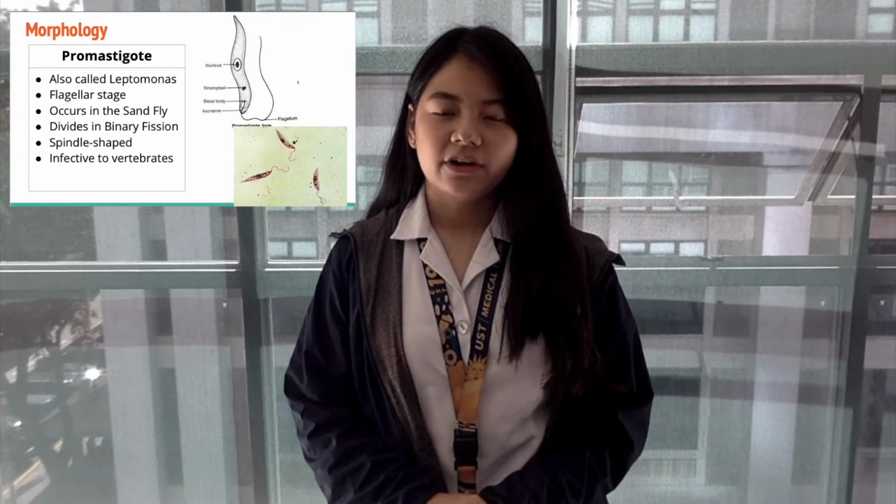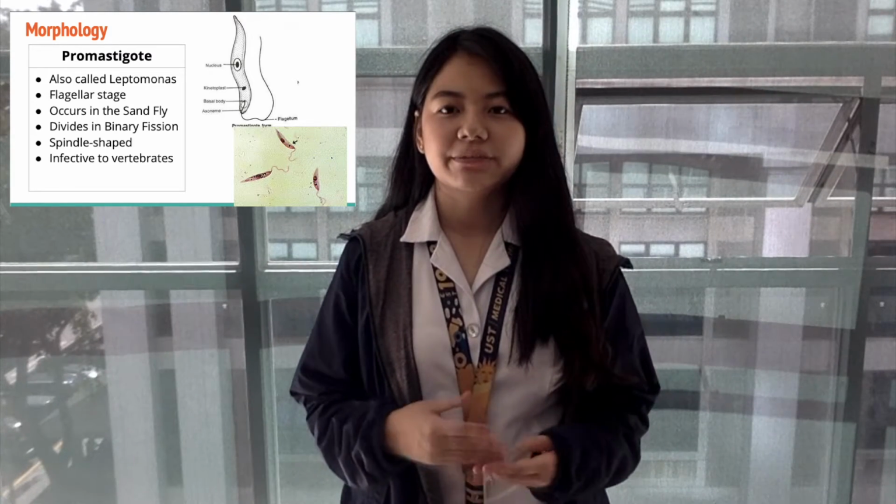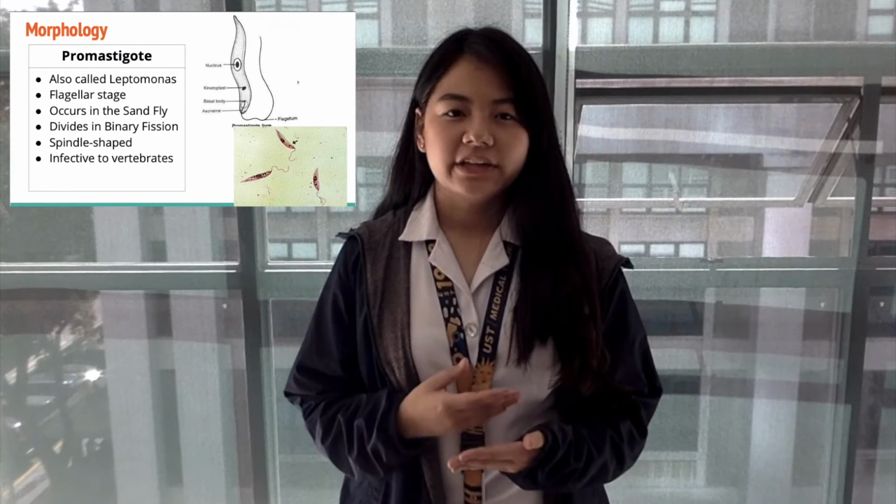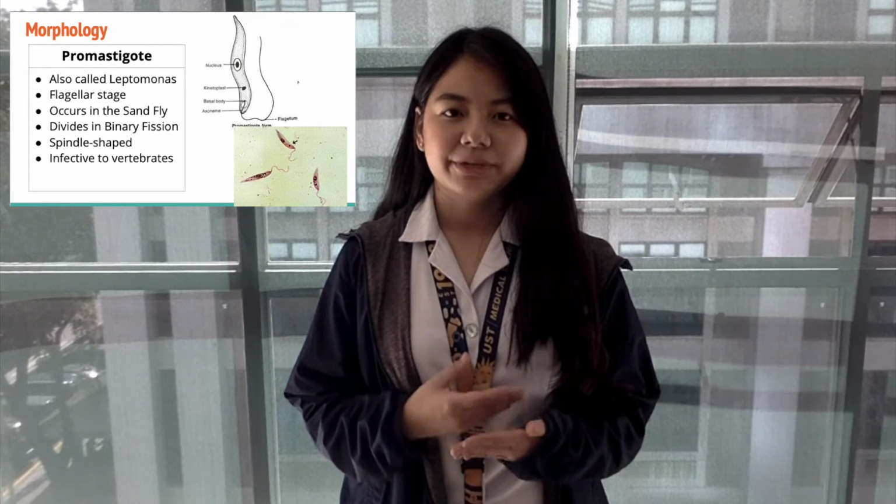The first morphological form that we're going to discuss is the promastigote. It is also called the leptomonas. It is a flagellar stage. It occurs in the digestive tract of the sandfly. It divides by binary fission. It is spindle-shaped, as you can see in the picture. It is elongated, and it is the infective stage to the vertebrates.